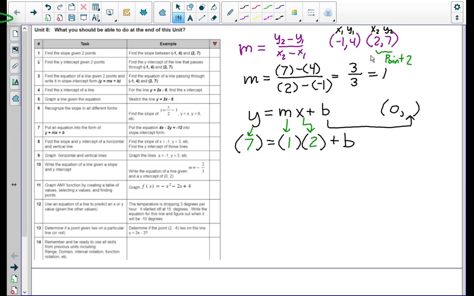Okay? You could have plugged in -1, 4. You're going to get the same answer. It doesn't matter which one you plugged in, but you've got to be consistent: the x and y have to come from the same point.